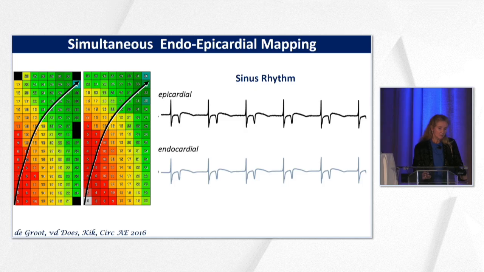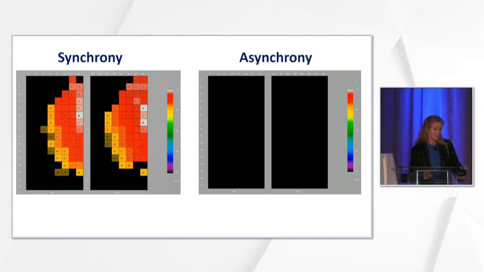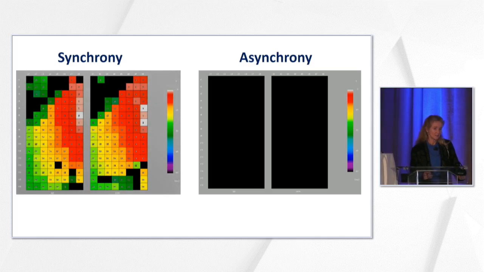But it became also more difficult because we started with simultaneous endo and epicardial mapping of sinus rhythm, and this is what you expect. You see an endo and epicardial activation map, you have the corresponding electrograms, and they look alike. And that's logical because the atrial wall is only a few millimeters thick. And here you see an example. So this is an asynchronous activation during AF.